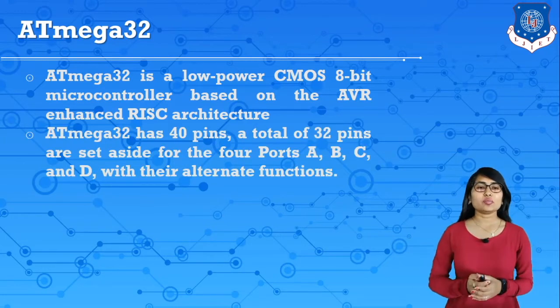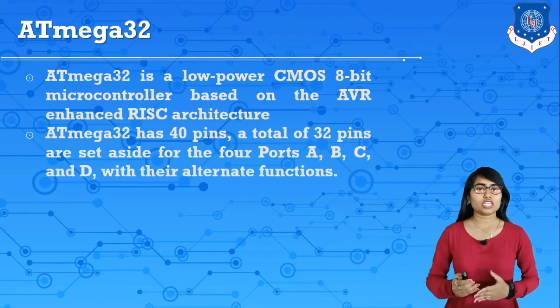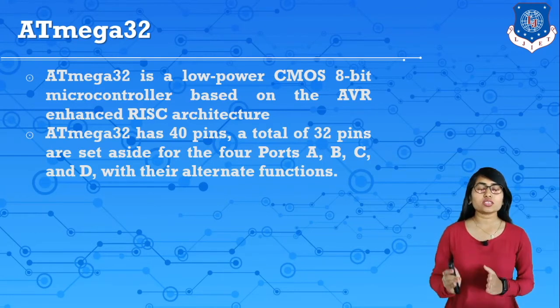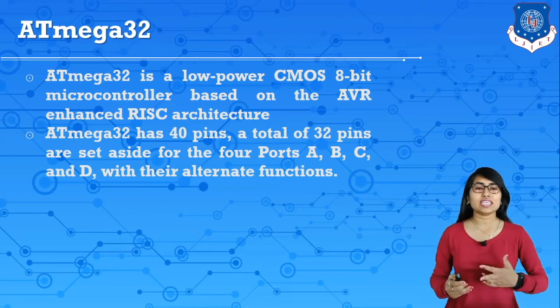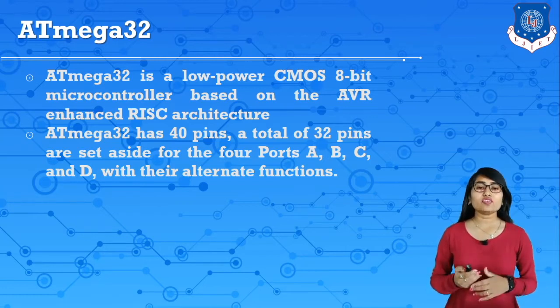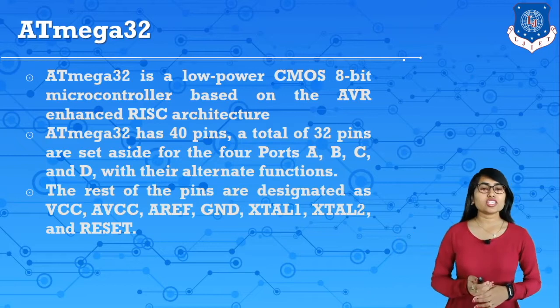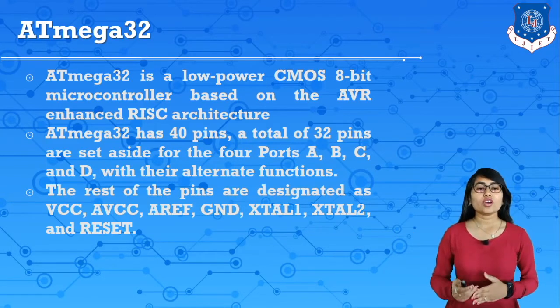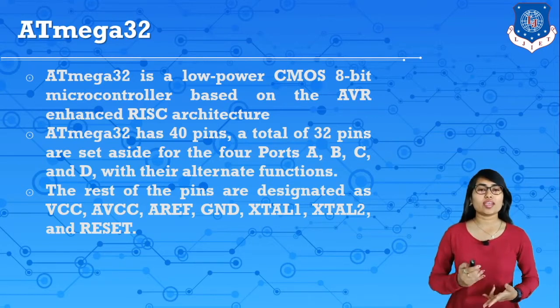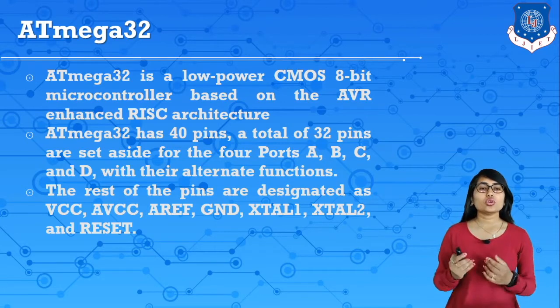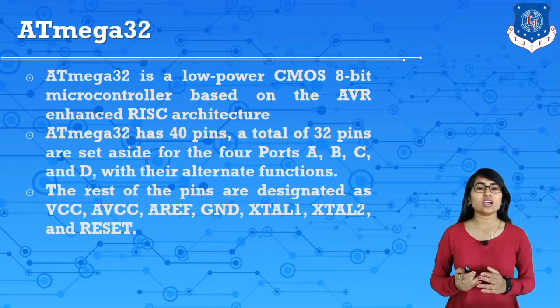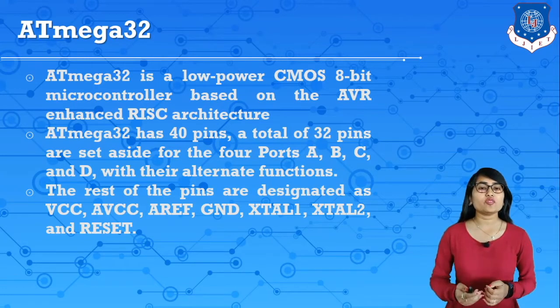So this ATmega32 has 40 pins. A total of 32 pins are set aside for the 4 ports A, B, C, D, with their alternate functions, and the rest of the pins are designated as VCC, AVCC, AREF, ground, XTAL1, XTAL2 and reset. So ATmega32 has basically 40 pins, and each and every pin has some specific features.